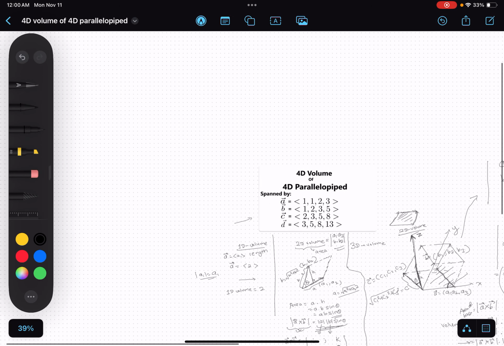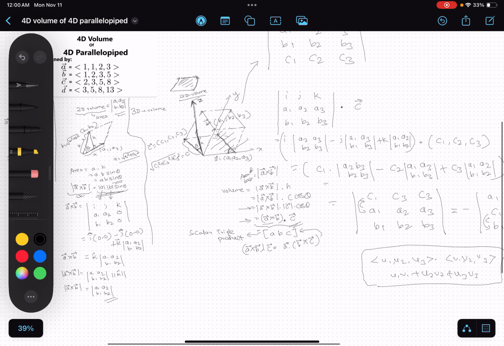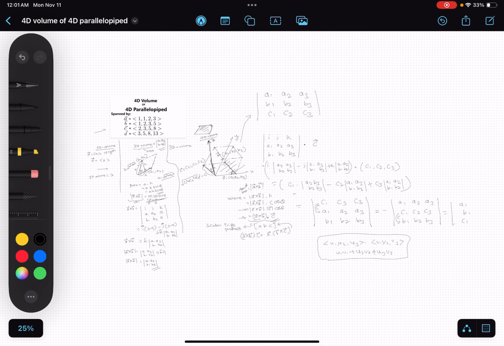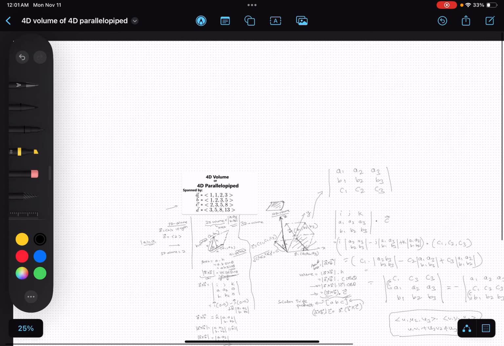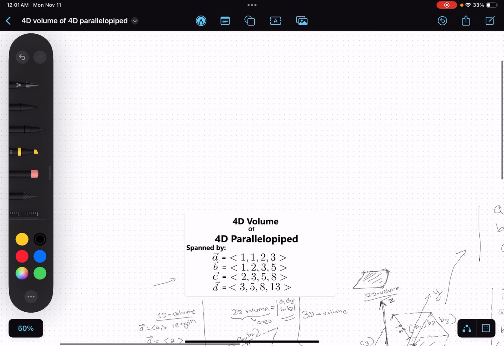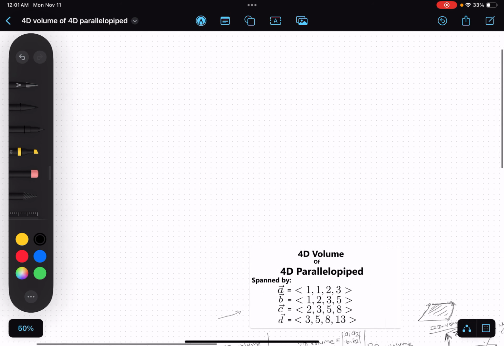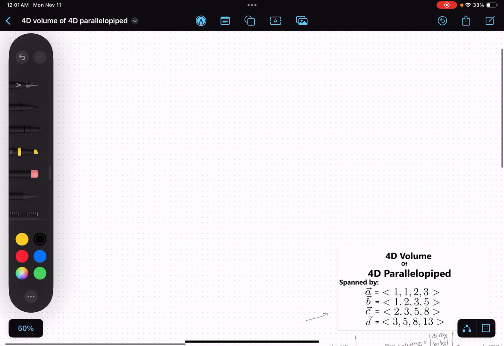Now it's time to find the 4D volume. From all this discussion, we now have the idea that volume will just be the determinant, right? So let's try to find the determinant given by these 4 vectors. It will be long, but just be with me. We will do it. So this will be the volume.